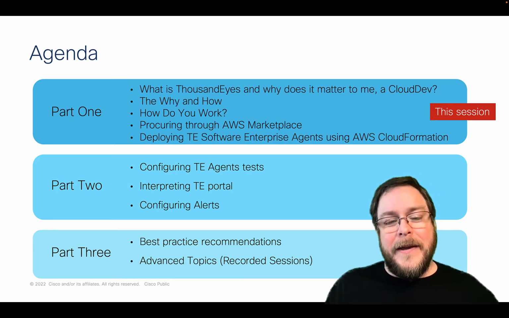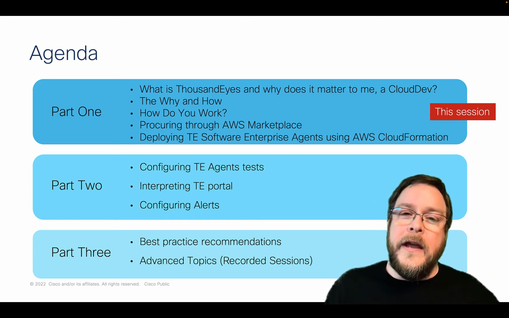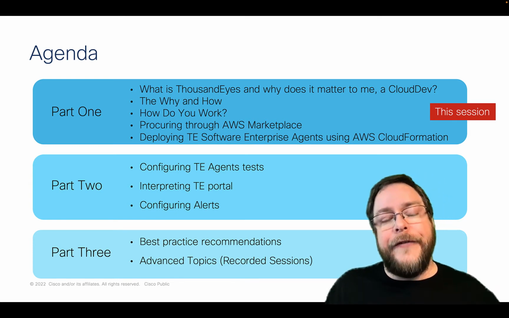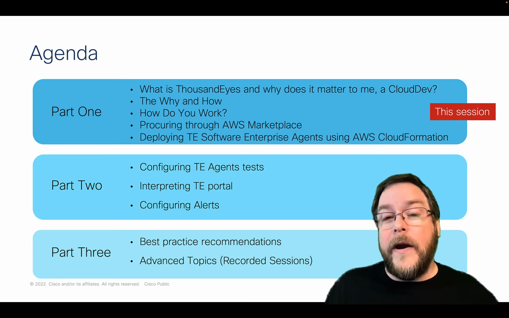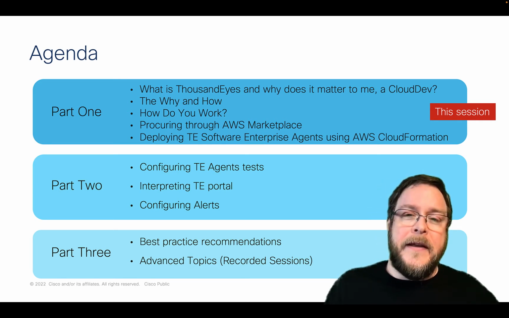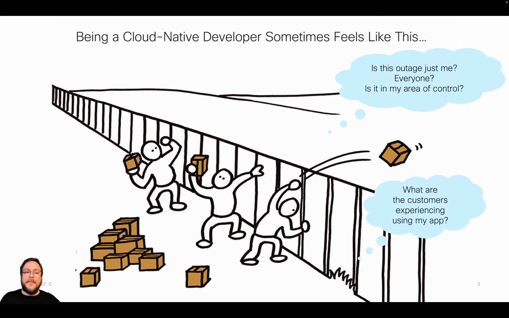We'll learn how to procure the AWS Marketplace license for ThousandEyes, and then we'll deploy the software agents using AWS CloudFormation. In part two, we'll go back to the ThousandEyes portal and learn how to configure our tests, how to interpret the results, and then configure alerts so we can be made aware when there are problems going on with our environment. And then finally, in part three, we'll talk about some best practices and how to do advanced topics such as session recording of transactions.